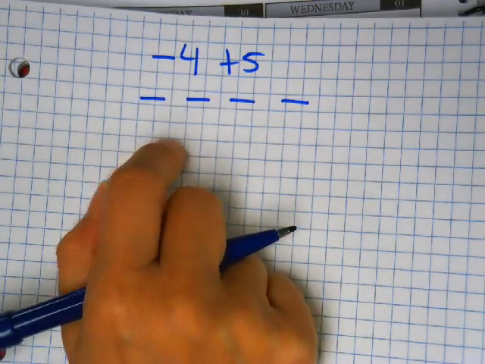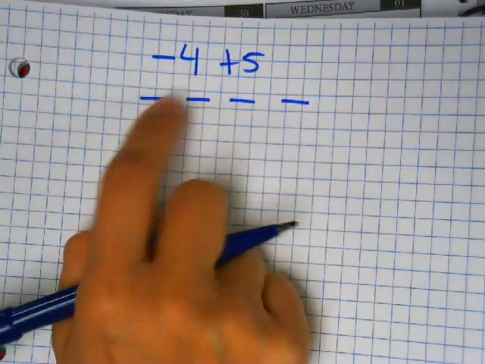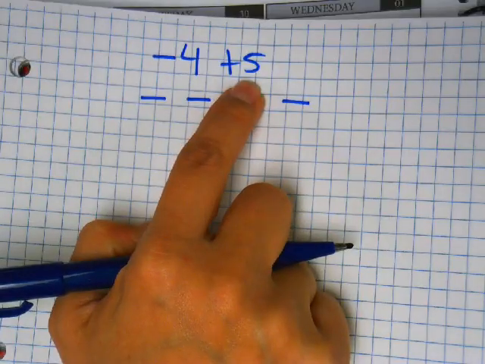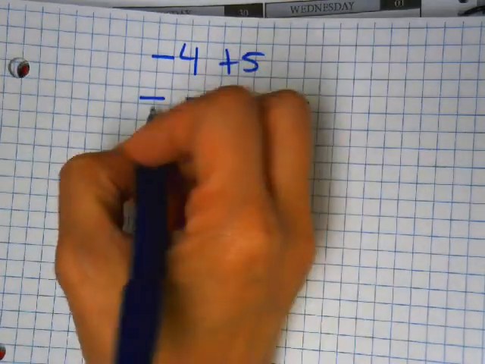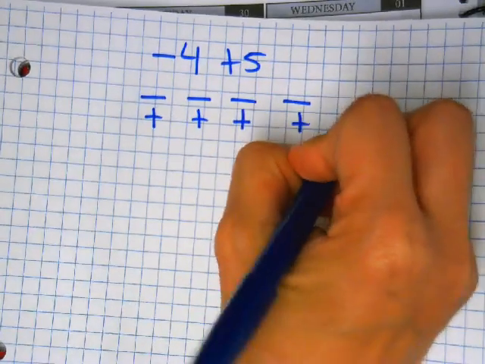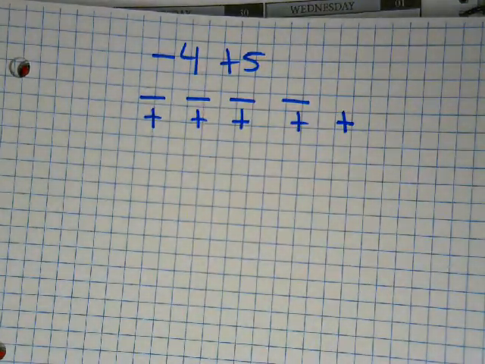Vamos a aprender esto. So 4 negative tiles. 1, 2, 3, 4. Now we have 5. Are these positives or negatives? Positive. So I draw 1, 2, 3, 4, 5 positives. Does anybody remember what to do next? Yes? What do I cross out?